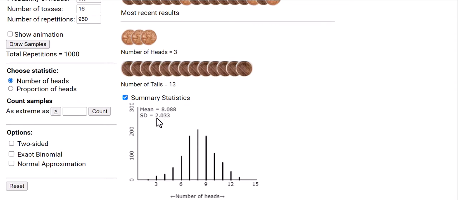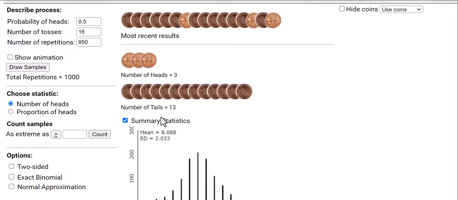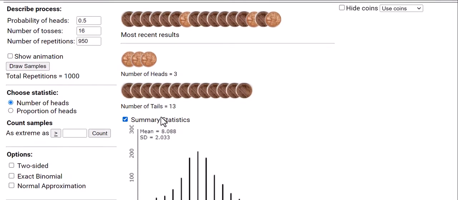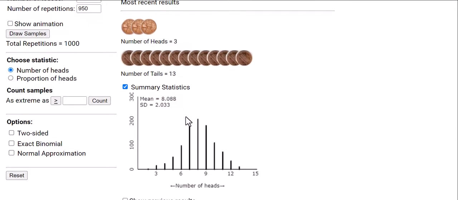Same with your standard deviation, right? It should be 1.98, 1.97, or 2.011. Whatever it is, it will be very close to 2. And again, I would just want to explain the difference, right? It's you flipping 16 coins versus me flipping 16 coins. Our results are going to differ slightly, but in the long run, we're going to be close to the same parameters.